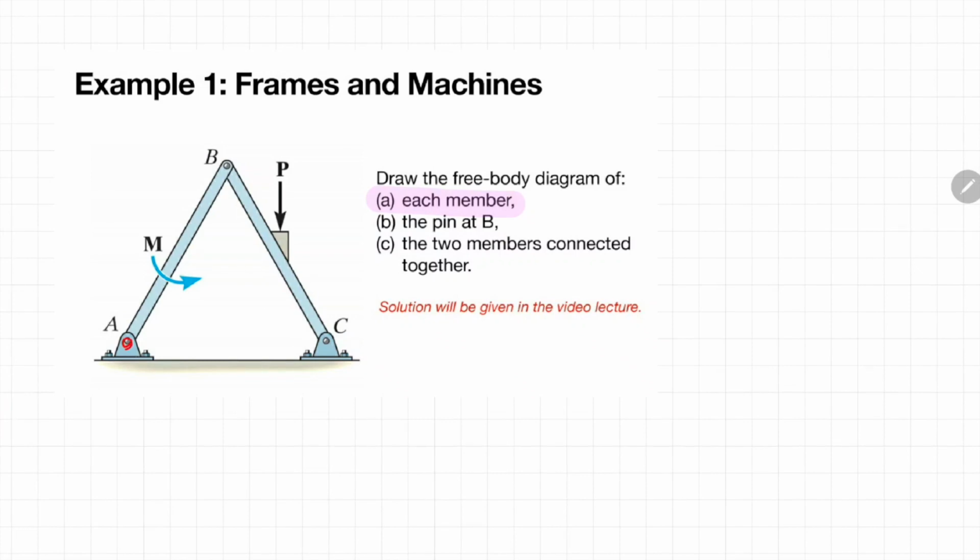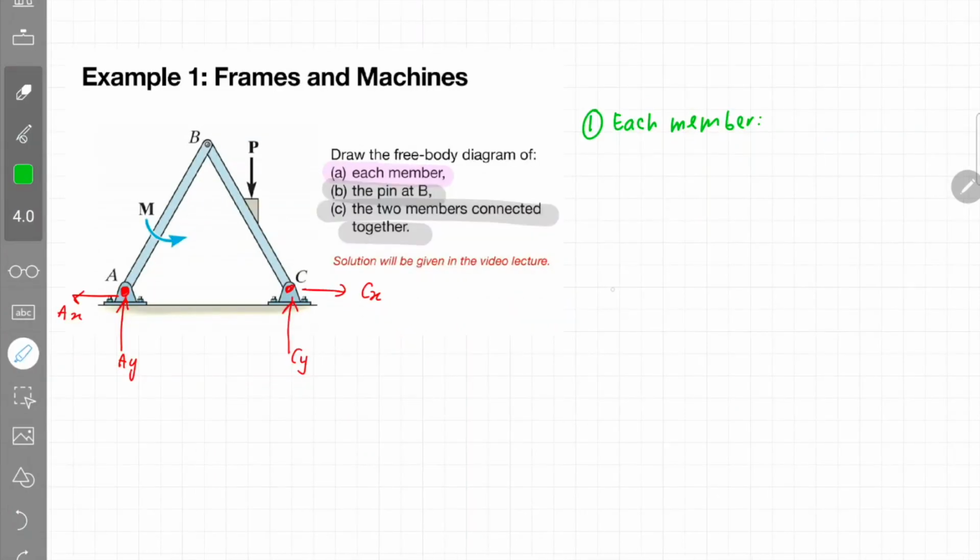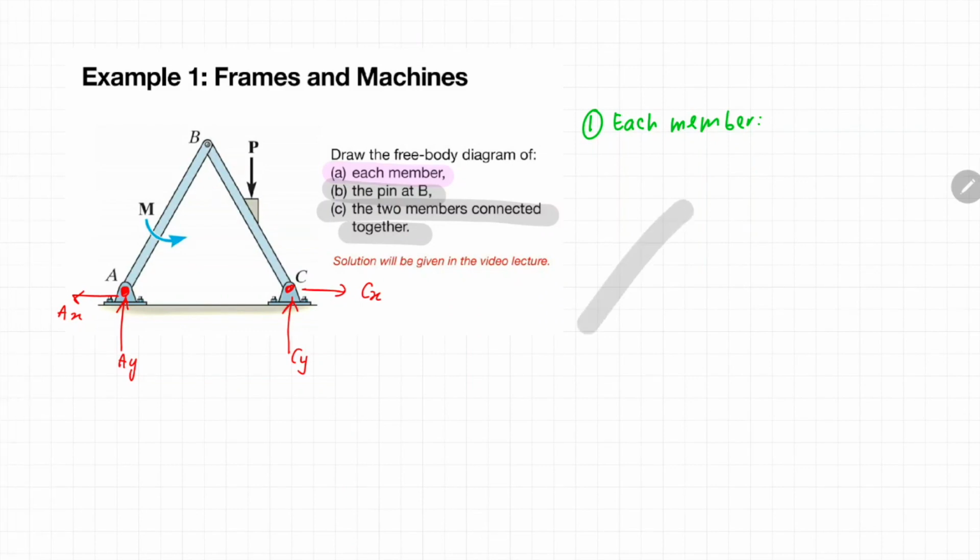Joint A is a pin type of joint, so there will be two reaction forces in the Y and also in the X direction. The same goes with joint C. It's a pin type of joint, so there should be two reaction forces in the Y and also in the X direction. Now, to draw the free body diagram of each member, you have to separate the frame into individual components. As you can see, there are two members of this particular frame, member AB and member BC. At member AB, there is an external moment acting on it, whereas at member BC, there is a vertical force of P acting on it.